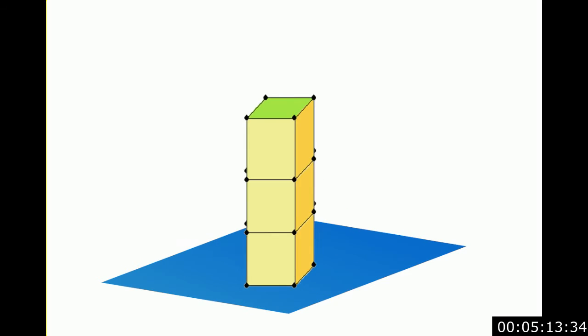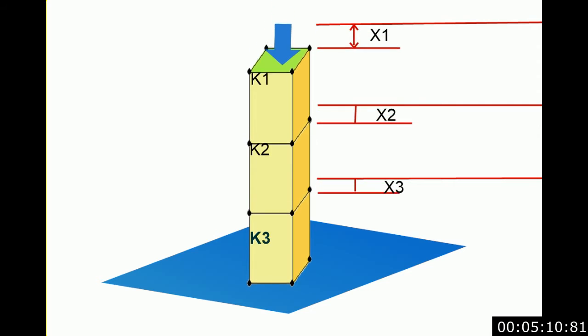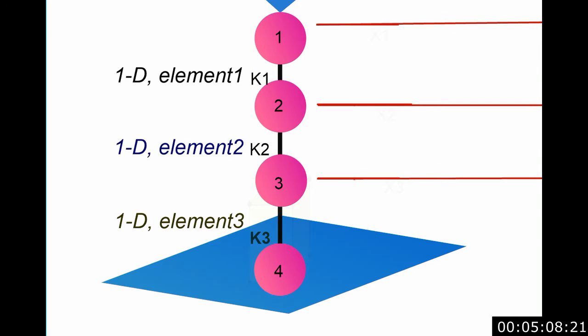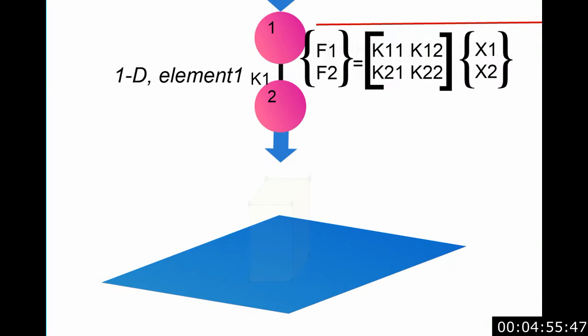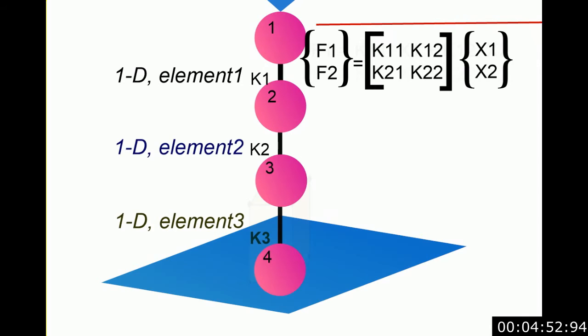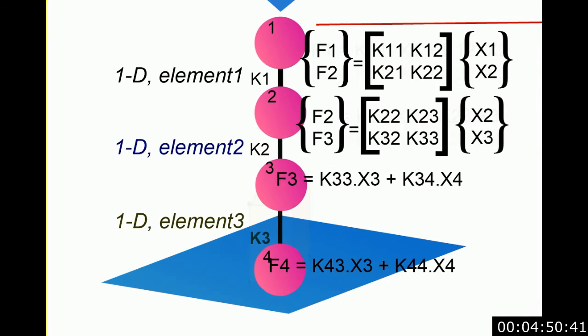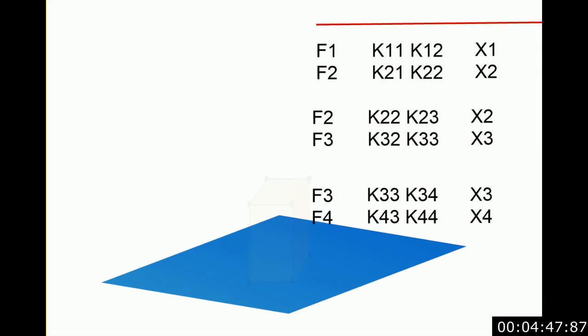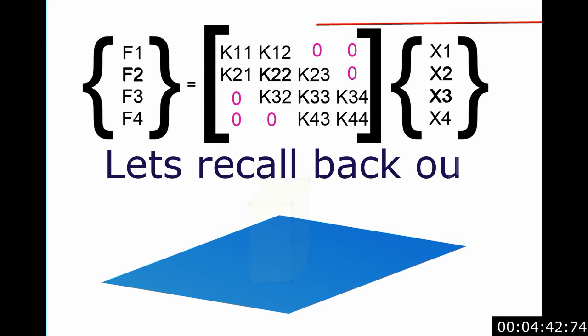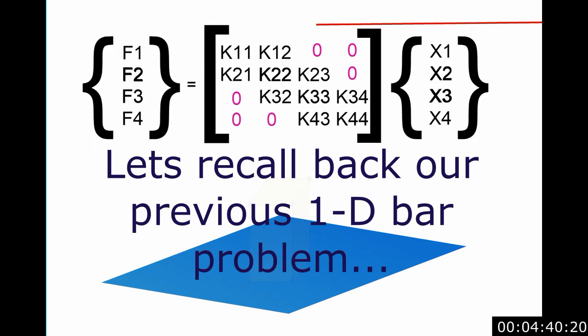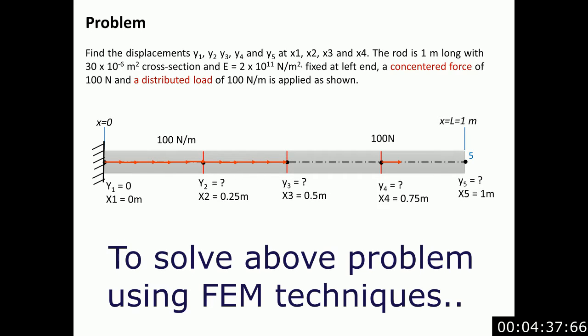If three elements are stacked, the force applied at one end will result in deformation in all the elements. For simplicity, the element is assumed to be one-dimensional, having two nodes, with each node at its end. The displacement of both nodes of an element can be written in the matrix form. The equations for the three elements are solved simultaneously. This is known as the global set of equations. Let's go back to the rectangular bar problem and try to solve it using the FEM technique.